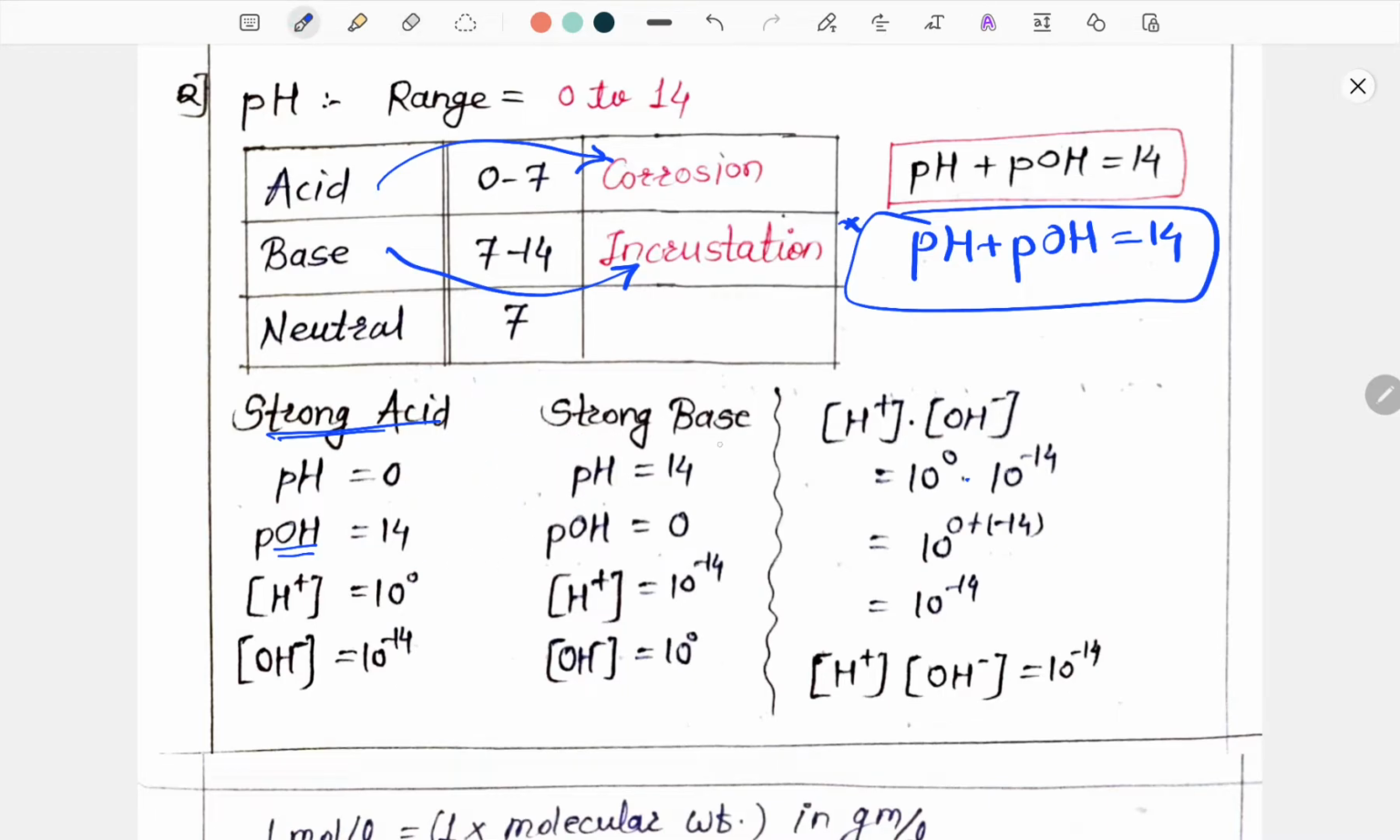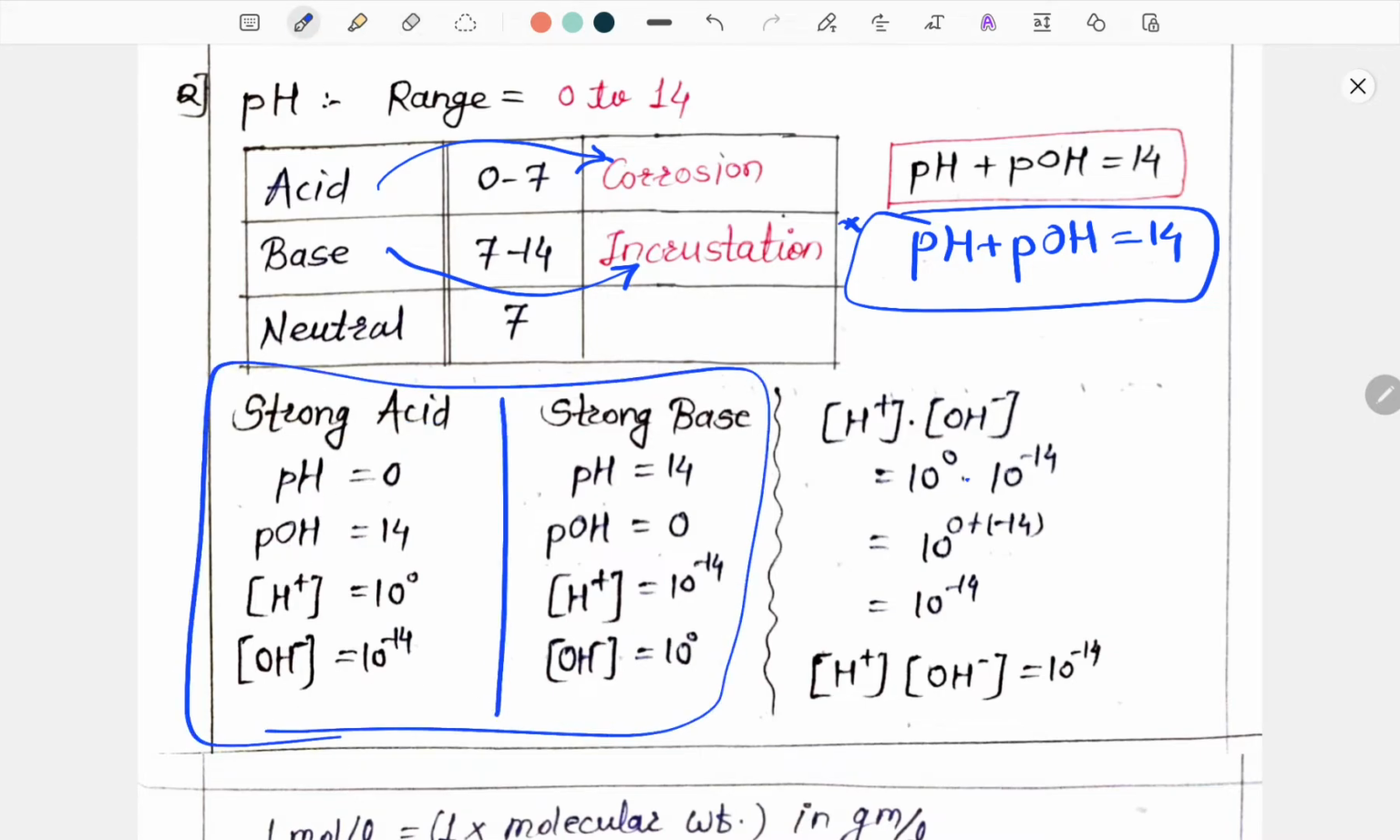And in the case of a strong base, the condition is opposite. So here pH is 14. So the concentration of H plus ion is 10 raised to minus 14 in the case of a strong base, and pOH is equal to 0. That is, we can say that the concentration of OH minus is equal to 10 raised to 0. So these are the conditions for a strong base and a strong acid. So remember this one also.